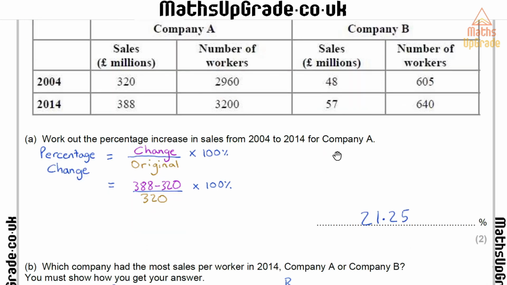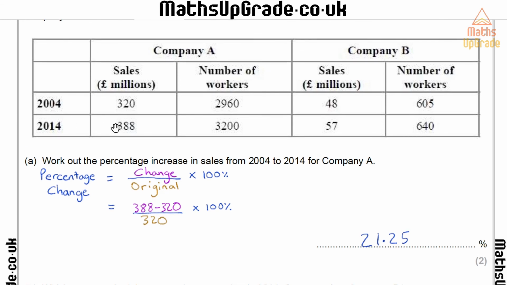And that is part A. In part B, I'm asked which company had the most sales per worker in 2014, Company A or Company B, showing how I get my answer. Well, 2014 is all of this row here. So here's Company A, 2014 information, and here's Company B. To find the sales per worker, I just need to divide this amount, which is in millions of pounds, by the number of workers. And similarly for Company B, divide 57 million by 640.